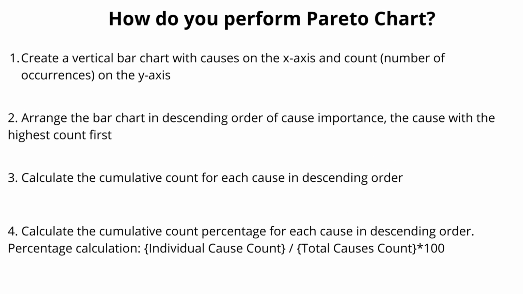How do you perform Pareto analysis? Create a vertical bar chart with the causes on the x-axis and a count on the y-axis. Arrange the bar chart in descending order of the cause importance. The cause with the highest count comes first. Calculate the cumulative count for each cause in descending order. Calculate the cumulative count percentage for each cause in descending order.